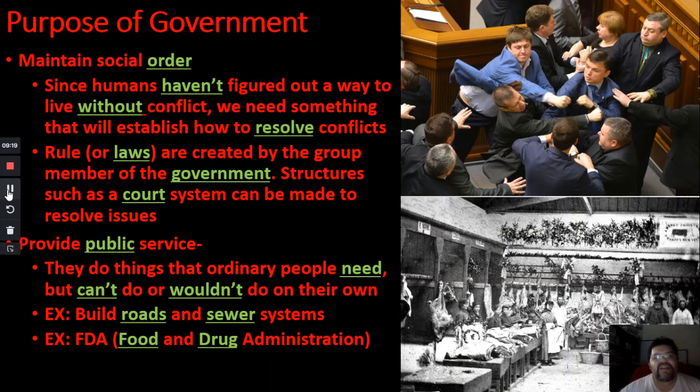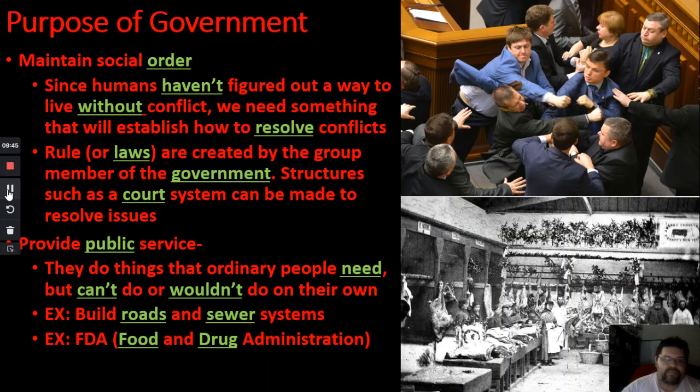So that's why we have the government to make rules and laws to basically say this is what you can do and can't do. If you break that rule, this is the punishment. We're gonna have a court system that says whether you're innocent or guilty. They're gonna examine everything. So again, because we cannot live without conflict, we need some type of social order. That's where government comes in.